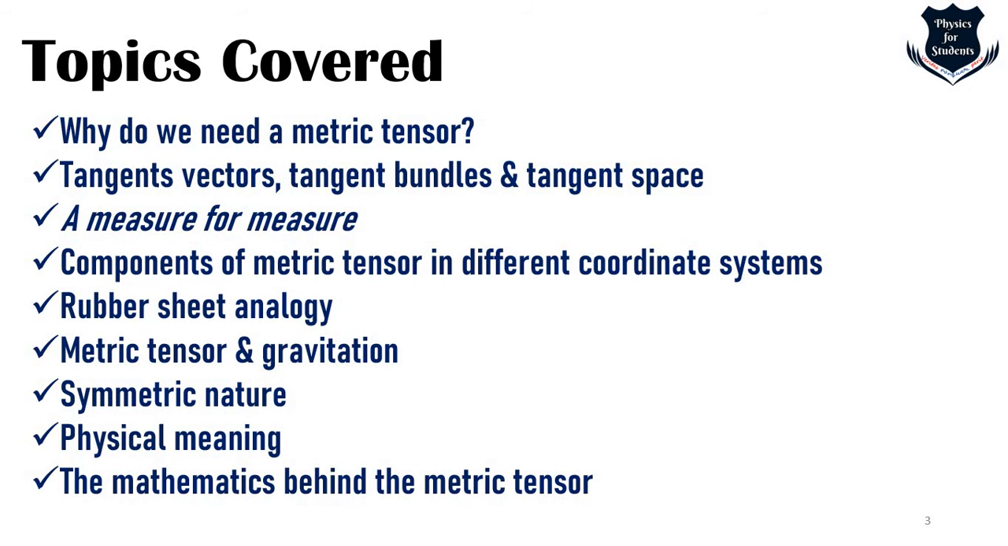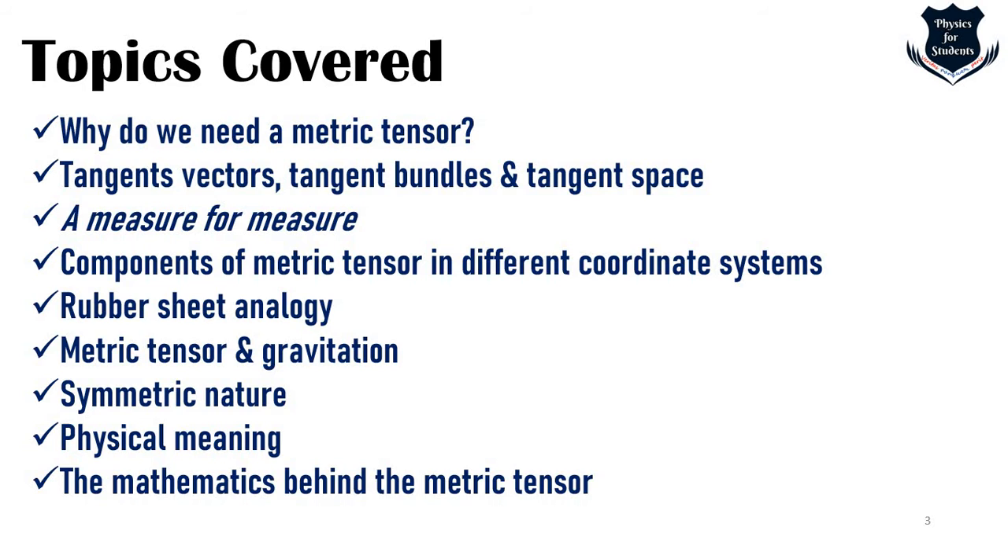First, we need to know why we really need a metric tensor. Where does the need arise? We are also going to look into tangent vectors, tangent bundles, and tangent space. We are not going to go too much into the mathematical part of all those things. We are just going to touch base on those things which are required in order to understand the metric tensor.